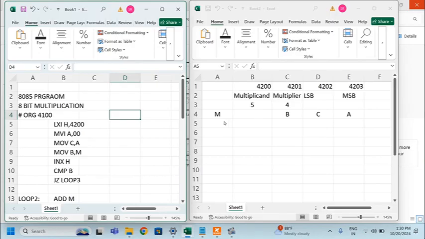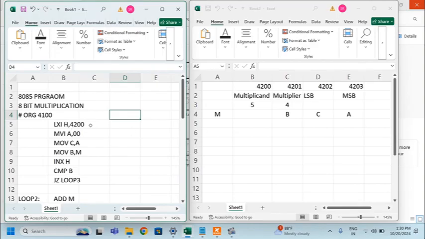For example, when we are multiplying 5 into 4, either 4 has to be added 5 times, or 5 has to be added 4 times. That is the concept behind repeated addition programming. We will try to implement the same with the help of 8085 assembly language instructions.